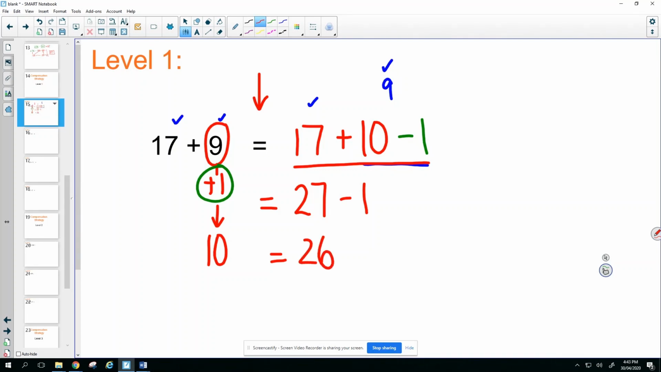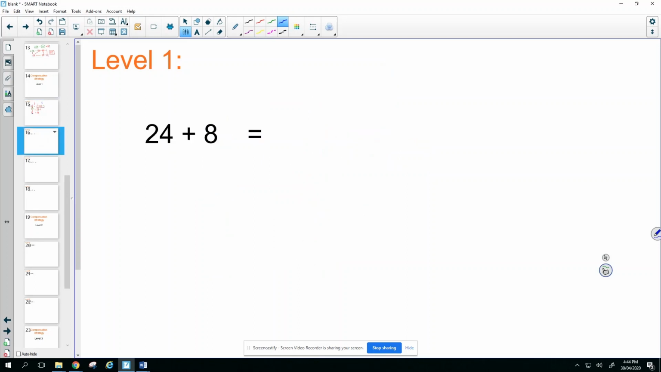So all we've done is we have compensated. We have changed this side to be something that's easily workable. We've changed the 9 to a 10. And because we added 1, we had to take away. So the compensation method with addition is whatever you do to one side, you have to do the opposite to the other side. So let's have a look at another one.